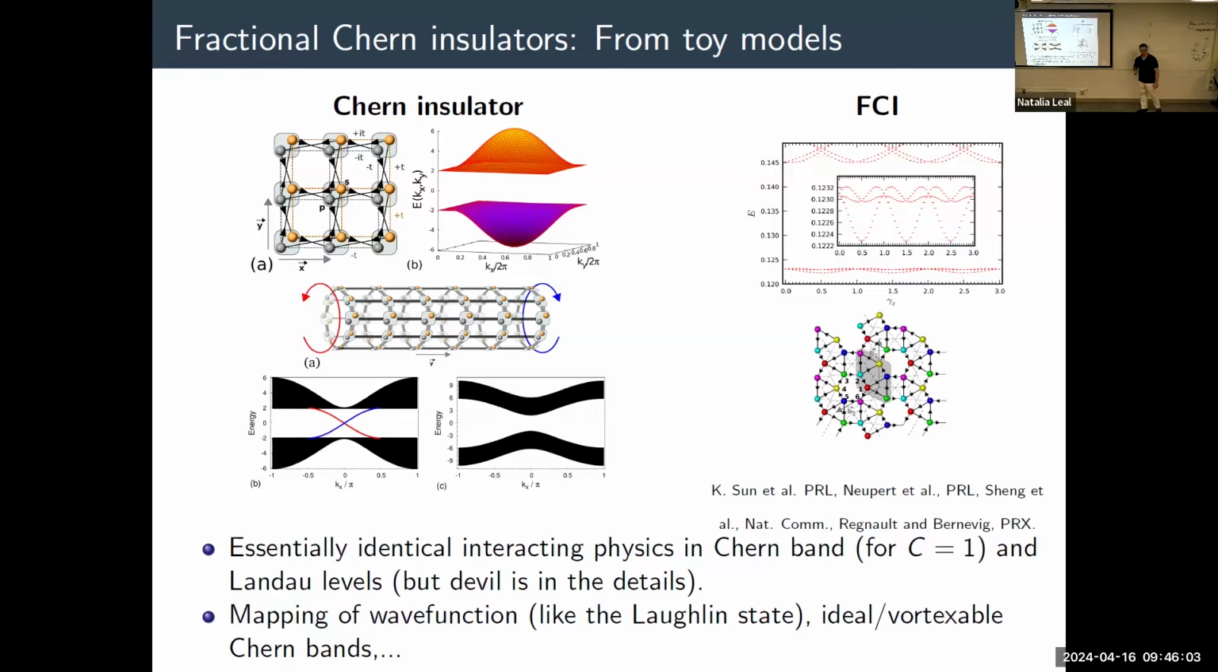Can I ask a question? Yeah. So, how essential is it to have a Chern band to get a fractional Chern insulator? Is it necessary, or is that just the easiest way you can think of? Is there a theorem that says you have to have a Chern band? A theorem, no, not in the mathematical sense.